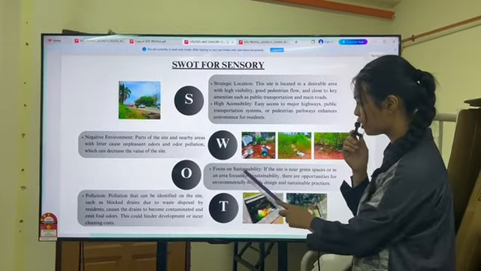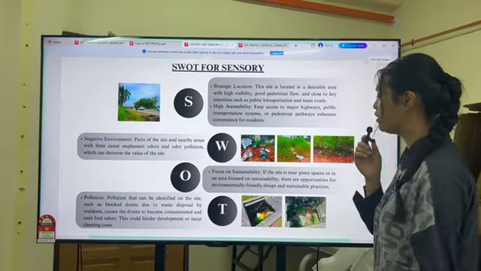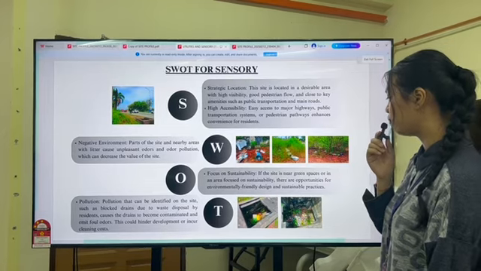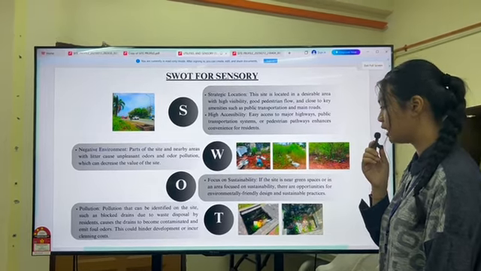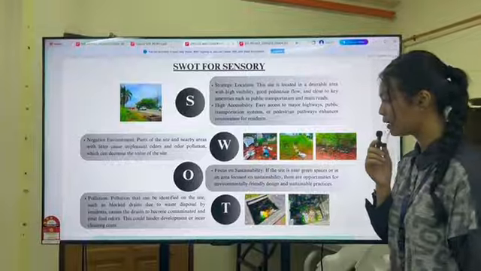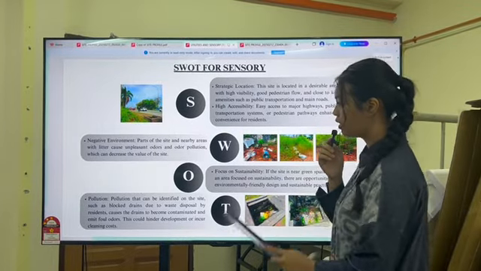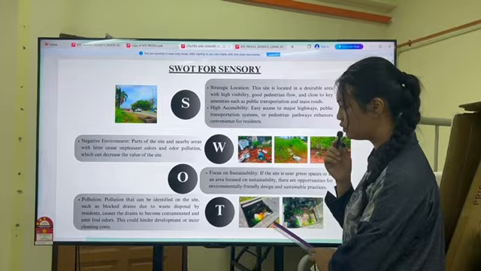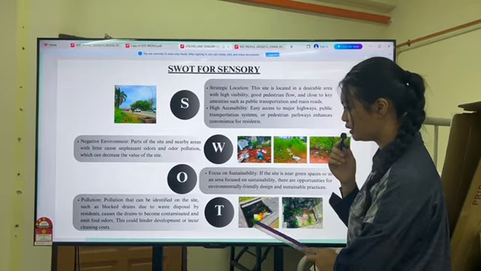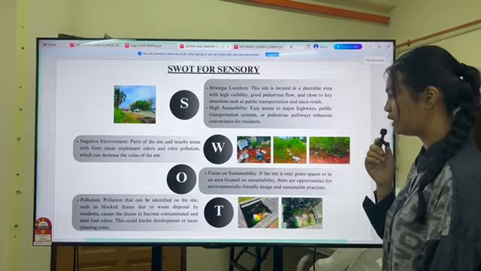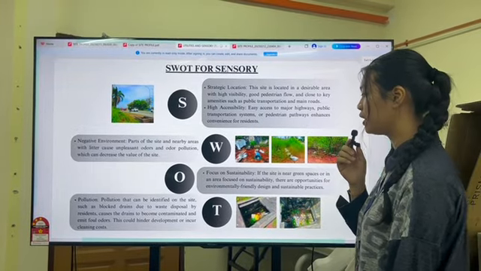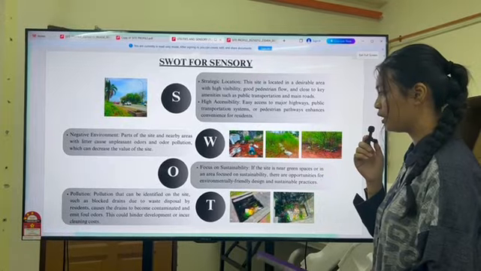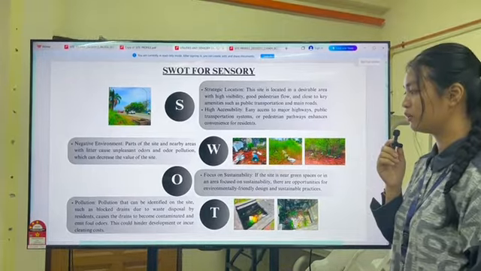Opportunities. Focus on sustainability: if the site is near green spaces or in an area focused on sustainability, there are opportunities for environmentally friendly design and sustainable practices. And the last one is threat. Pollution that can be identified on the site, such as blocked drains due to waste disposal by residents, causes the drains to become contaminated and emit foul odors. This could hinder development and cleaning.